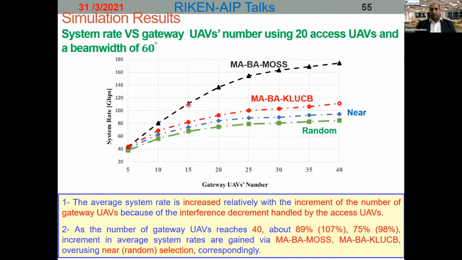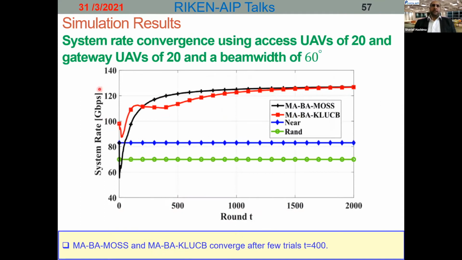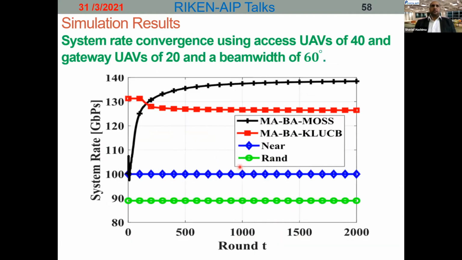The algorithms MOSS and KL-UCB give promising results, especially MOSS, because it's adapted for both stochastic and adversarial environments. Also, the average system rate against the beam widths between the two base stations, the access and gateway UAV. Finally, the convergence. The algorithms converge in a few trials, at 400, and also the convergence using 40 access UAVs and 20 gateway UAVs with beam widths of 60.